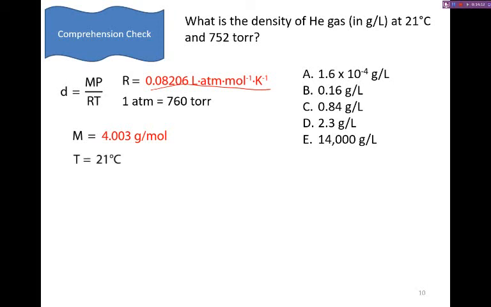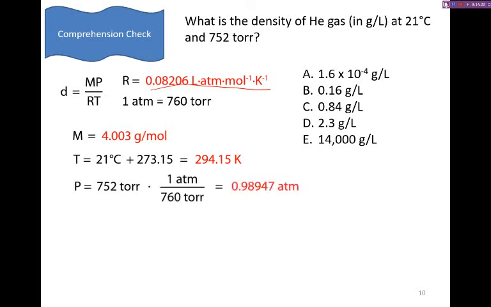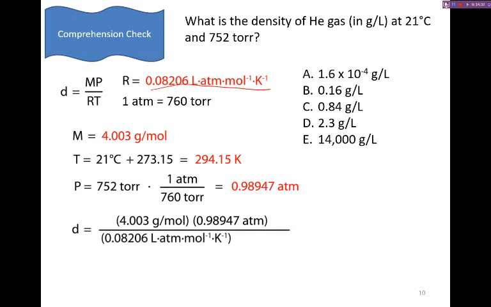The temperature of our system is 21 plus 273.15. That gets us 294.15 degrees Kelvin. And our pressure, when converting from torr to atmospheres, is just under 1 atmosphere. We plug all of these values into our relationship, the molar mass, pressure, R value, and the temperature, and we get a density of approximately 0.16 grams per liter. That gives us our answer choice of B.